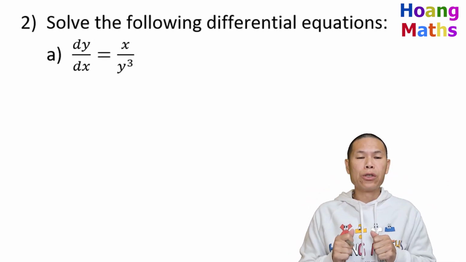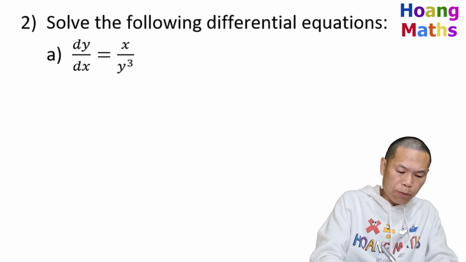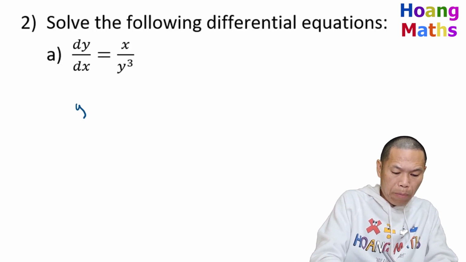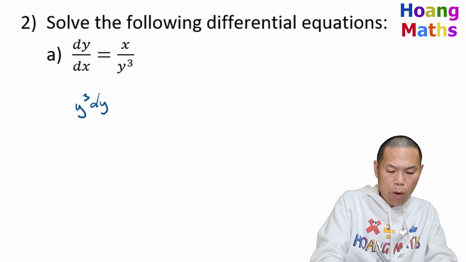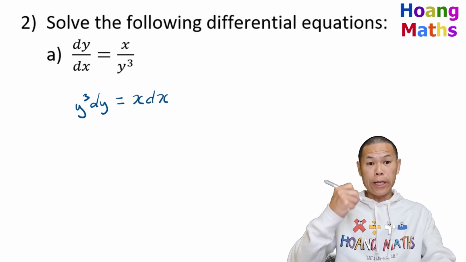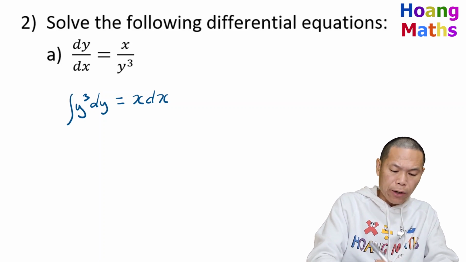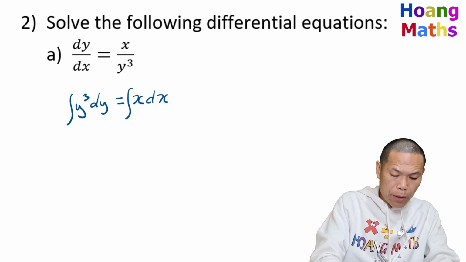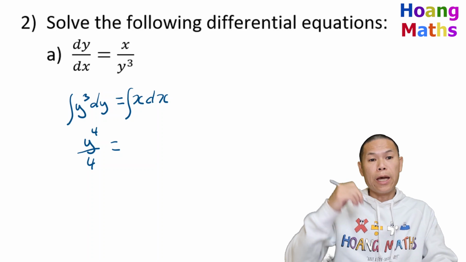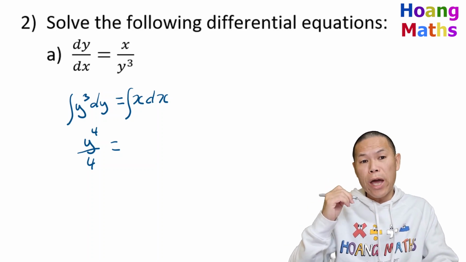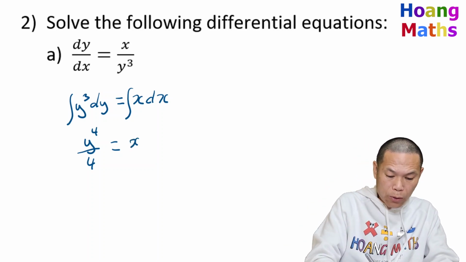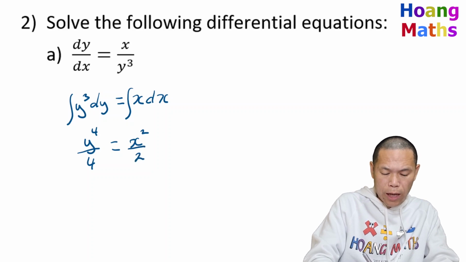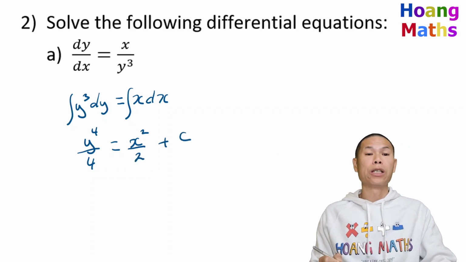So first one, I just do cross multiply. So this means that y power of 3 dy is x dx. So I integrate both sides. Integrating y power of 3 becomes y power of 4 divided by 4, and integrating x will give me x squared over 2. And don't forget, we need to add a constant c.